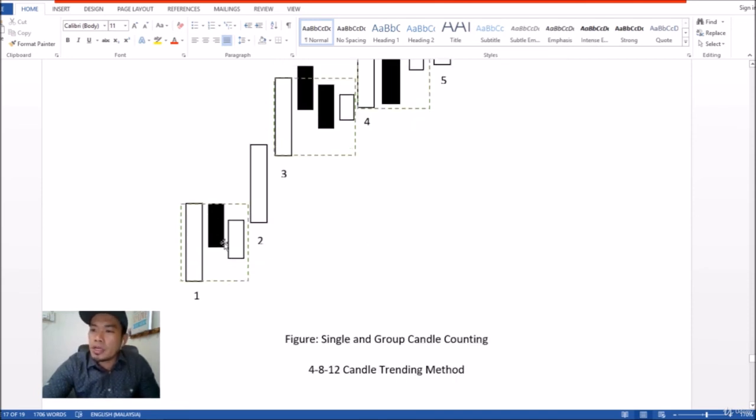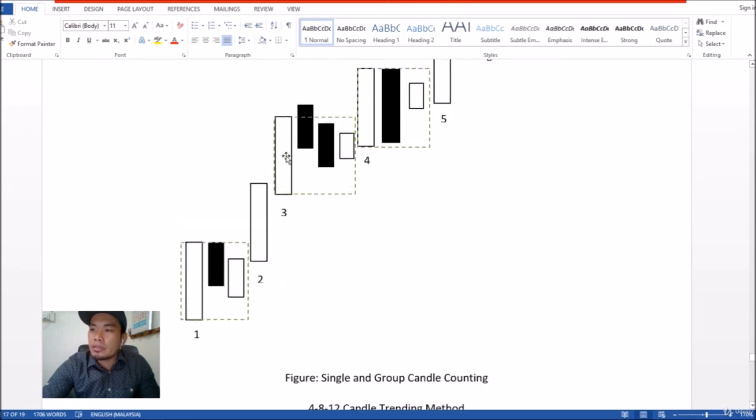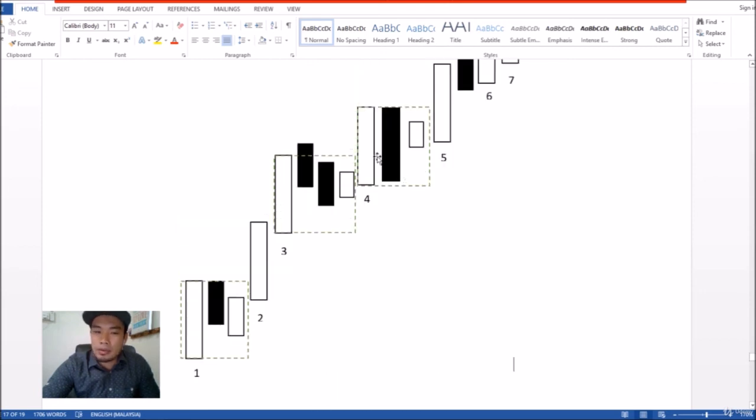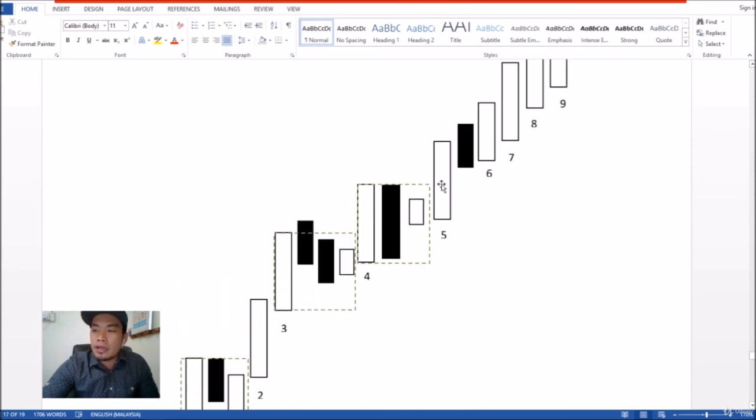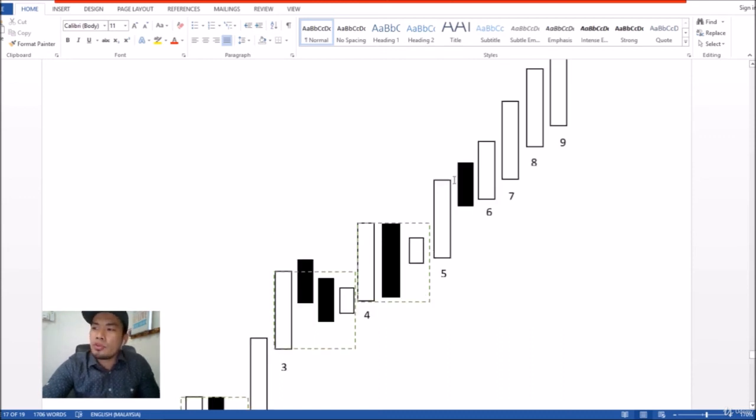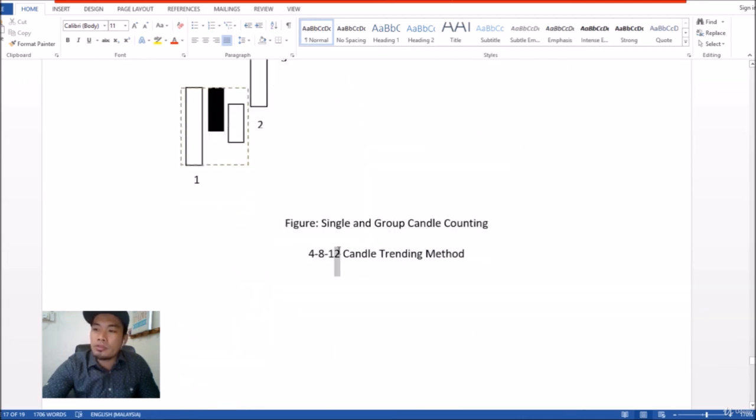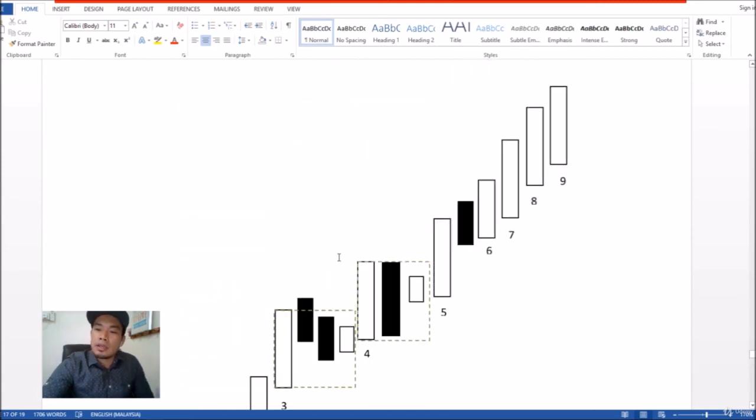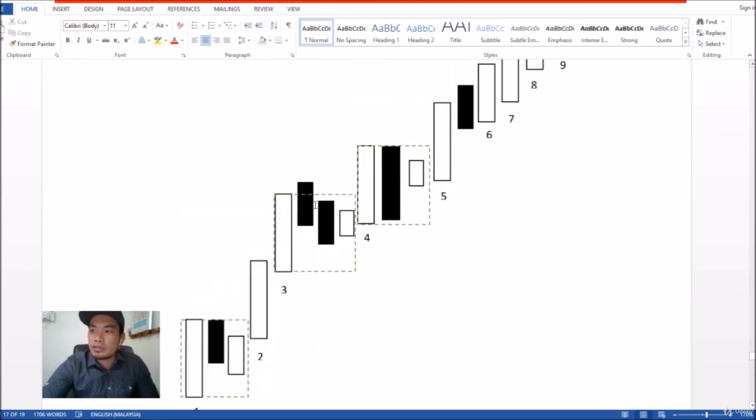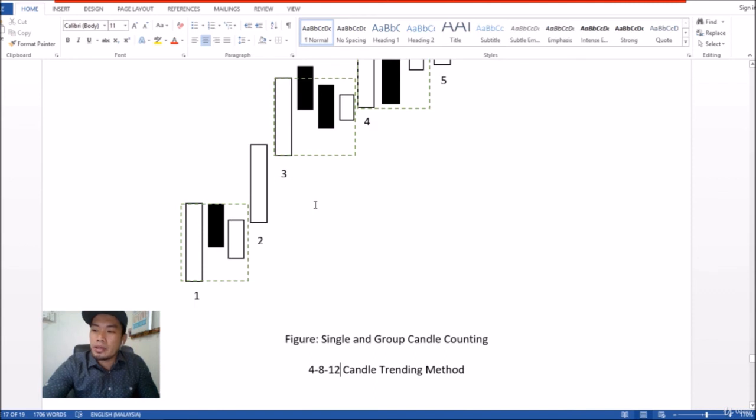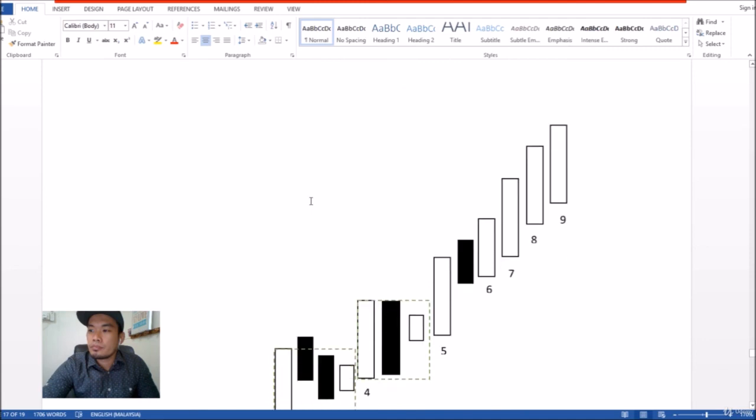For example, if 1, 2 are happening, it's likely that 3, 4 will perform because it has to satisfy this rule. And if 5 is forming, it's likely to go to 8. If 9 is forming, it is likely to go to 12 candles. This is how they use candlesticks to predict trending.